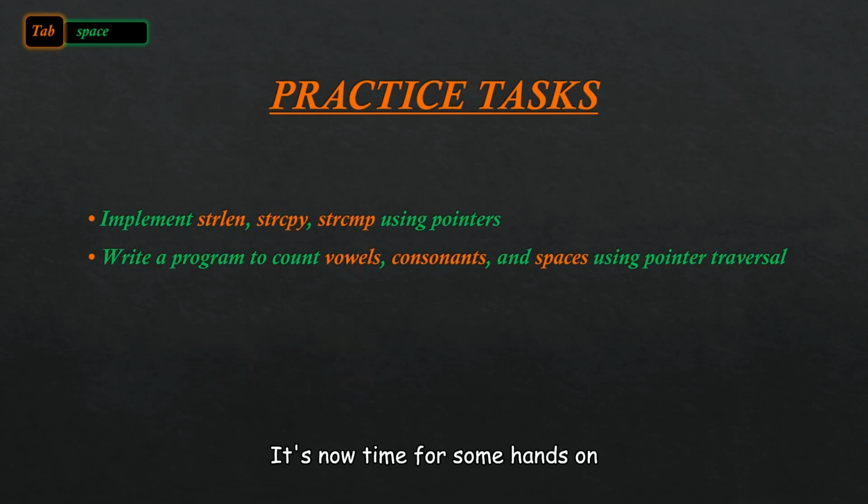It's now time for some hands-on exercises. Your first task is to implement your own version of three common string functions: strlen, strcpy, and strcmp, using pointer logic only. Avoid array indexing wherever possible. Your second task is to write a program that takes a string and counts the number of vowels, consonants, and spaces in it. Again, use pointers to traverse the string and check character values. These exercises will challenge you to apply what you have learned and help you build muscle memory with pointers.